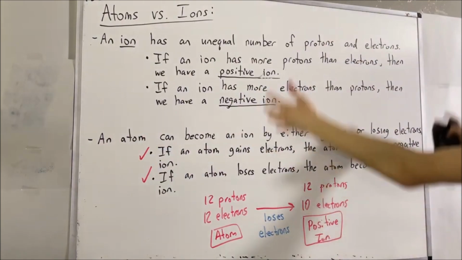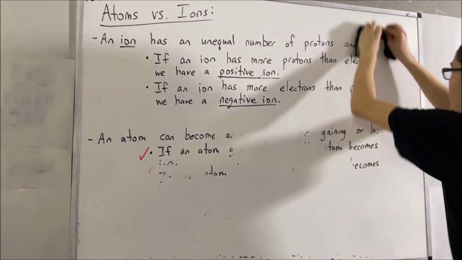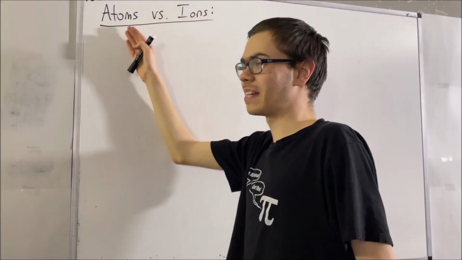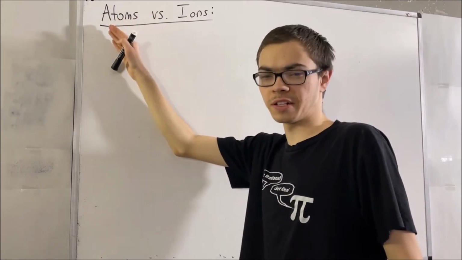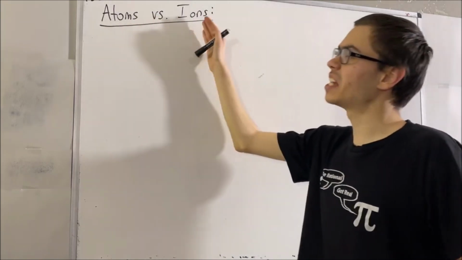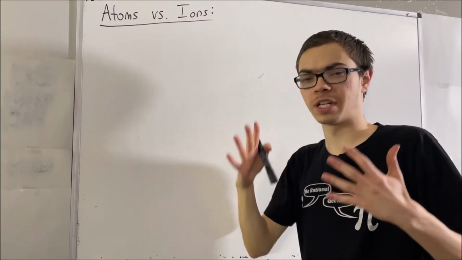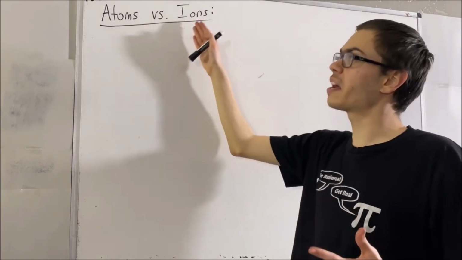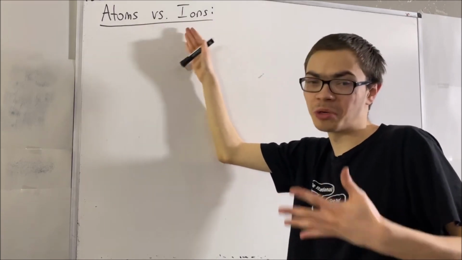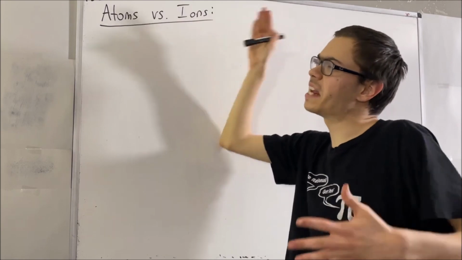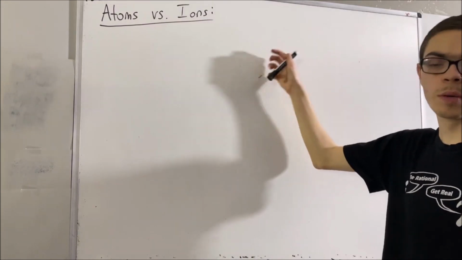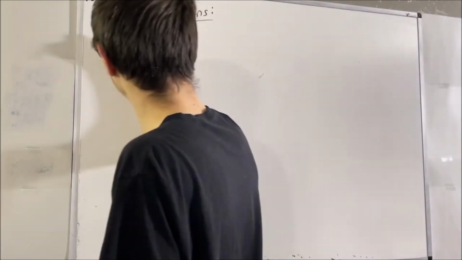So moving back up to the top, let's take some more notes. Okay, now because atoms have an equal number of protons and electrons, we say that they're electrically neutral. Ions, on the other hand, have an unequal number of protons and electrons. So ions aren't electrically neutral. There is some net charge associated with them. And to calculate that charge, all you have to do is subtract the number of protons minus the number of electrons.